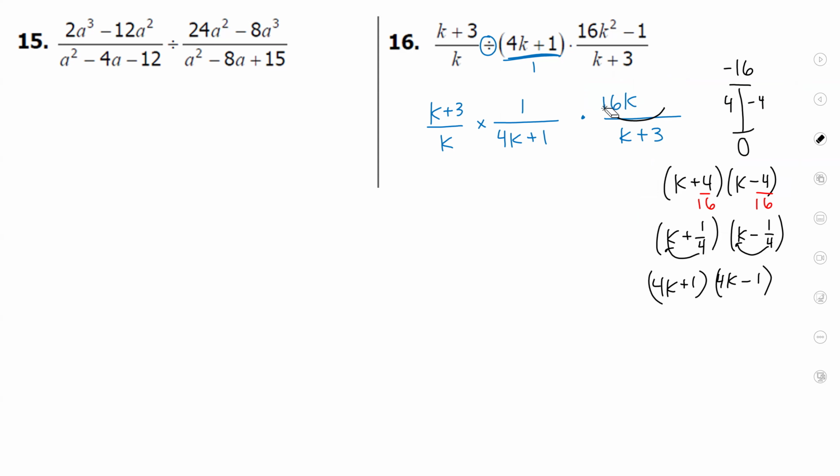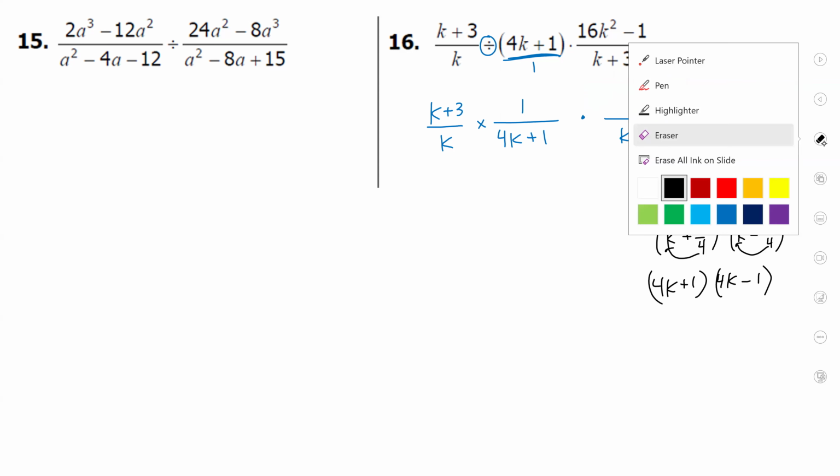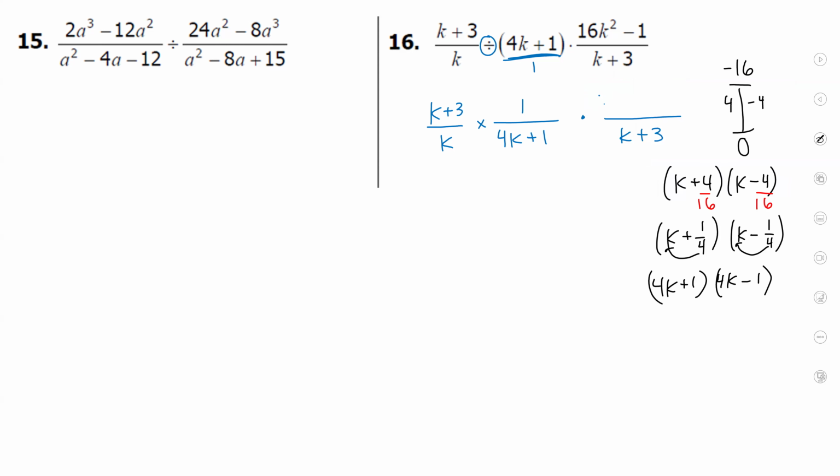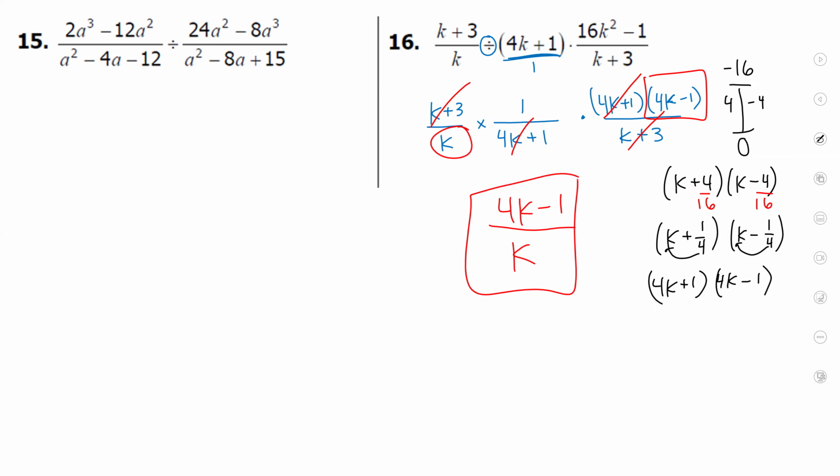So I'm going to rewrite this numerator as 4k plus 1, 4k minus 1. Now let's cancel everything. This cancels with that, k plus 3 cancels with k plus 3. I am left with this in the numerator and this in the denominator. That's my final answer.